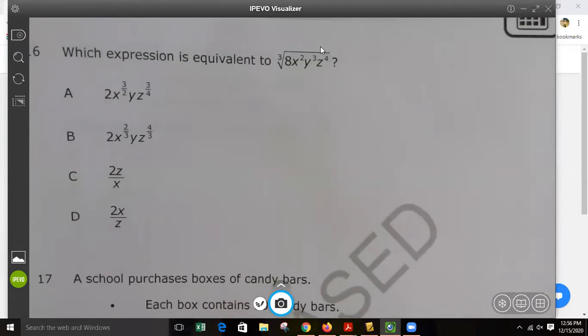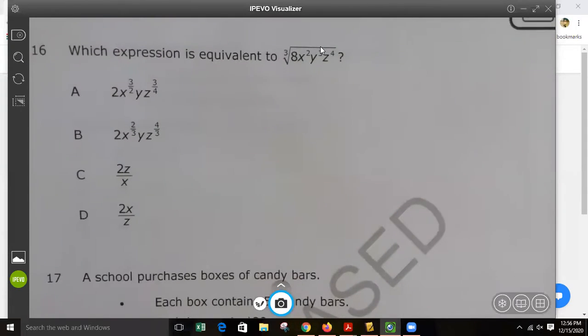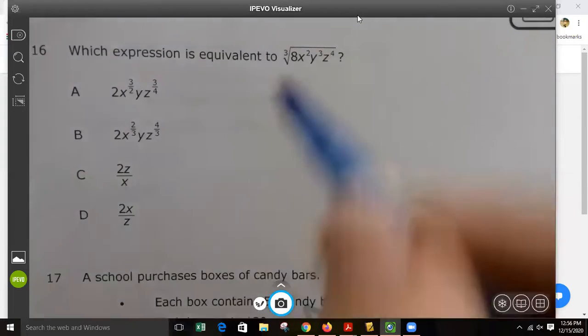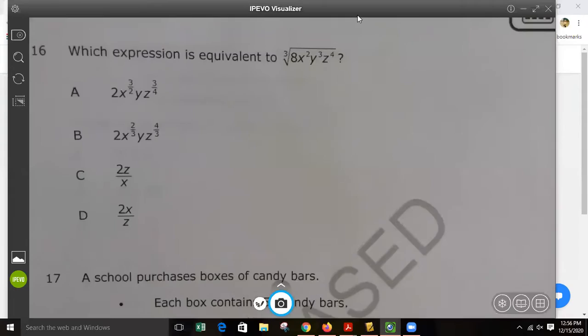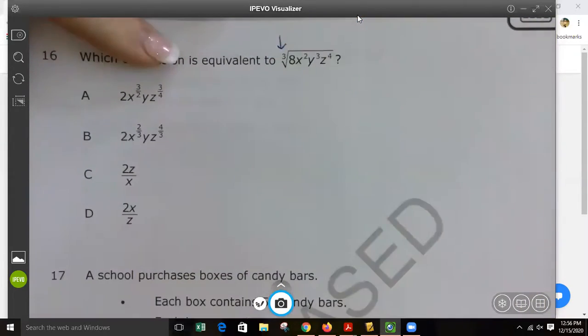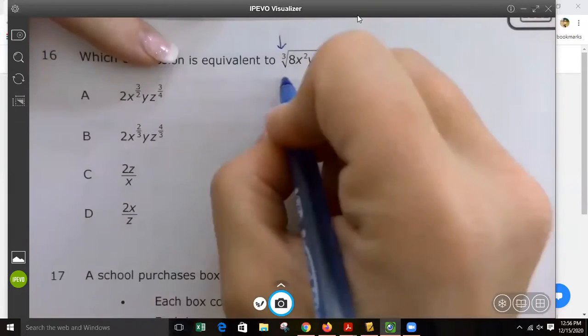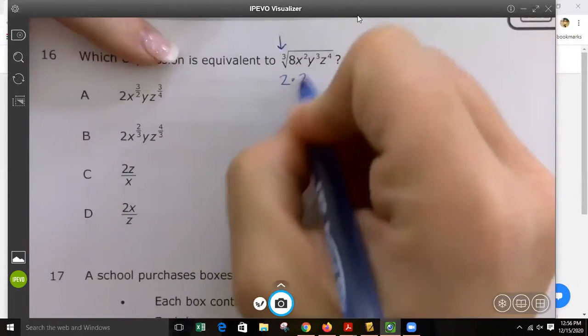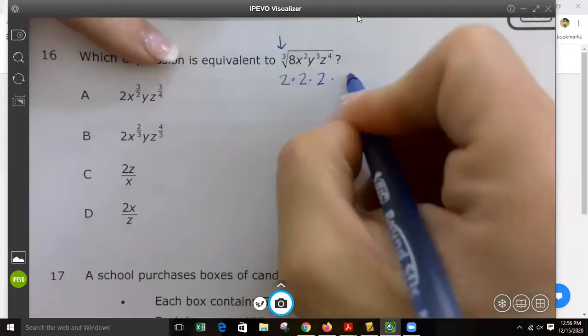All right. For this one, it says, which expression is equivalent to the cube root of 8x squared y cubed z to the fourth. So we've done square roots, but we didn't do cube roots. So that just means we're looking for sets of 3. So if I break this down, remember that 8 is 3 2s.